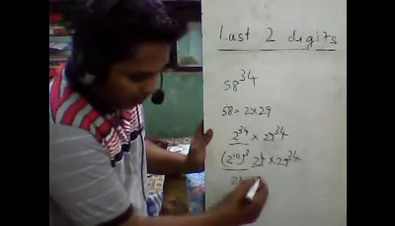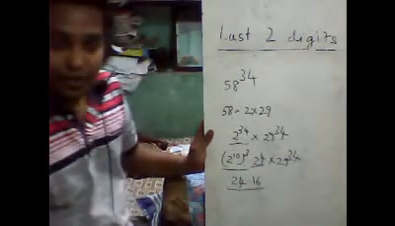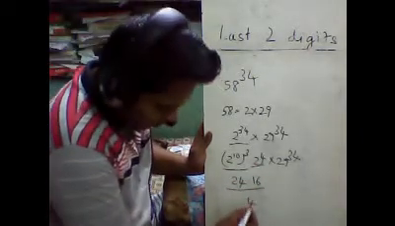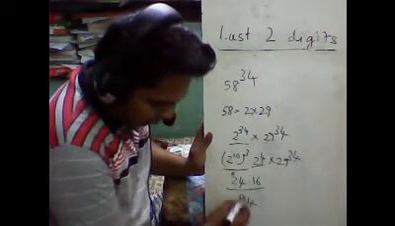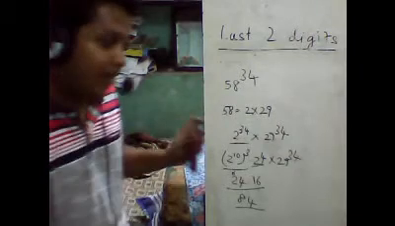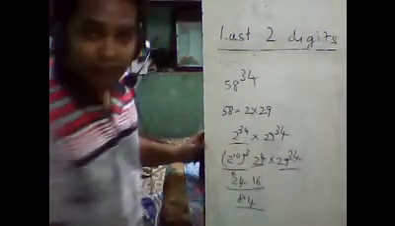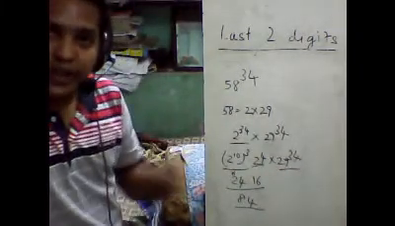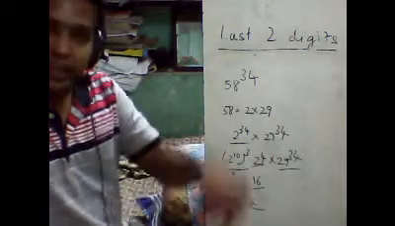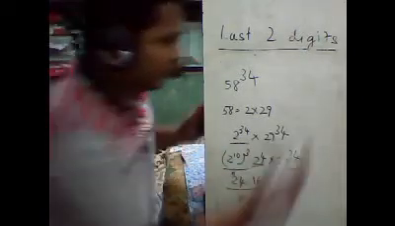And 2 to the power of 4 is 16. We need to multiply 16 with 24, which is 384. The last two digits of 24 into 16 are 84. And we already know the method to find the last two digits of 29 to the power of 34, which was explained in the previous videos.